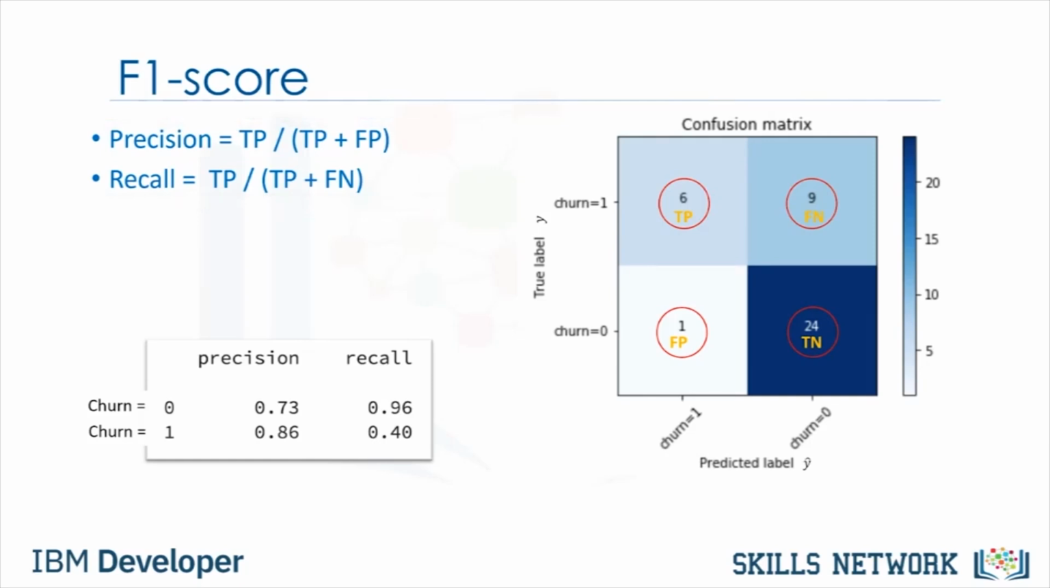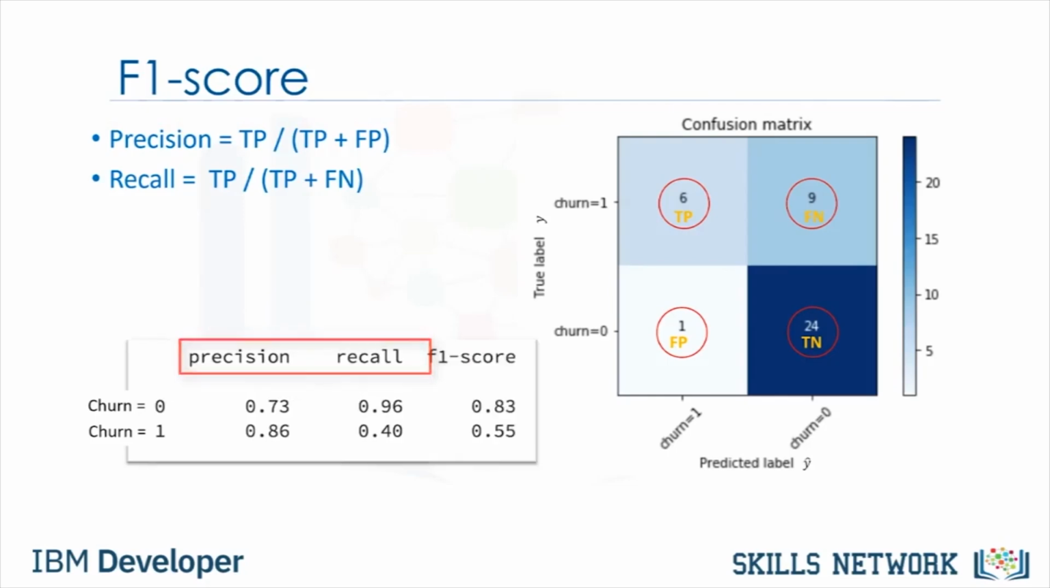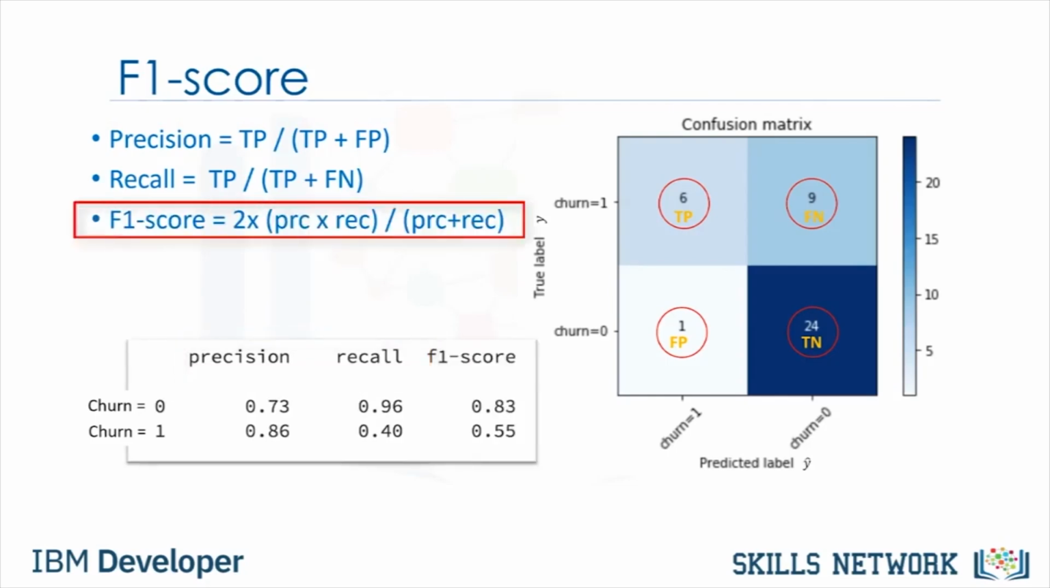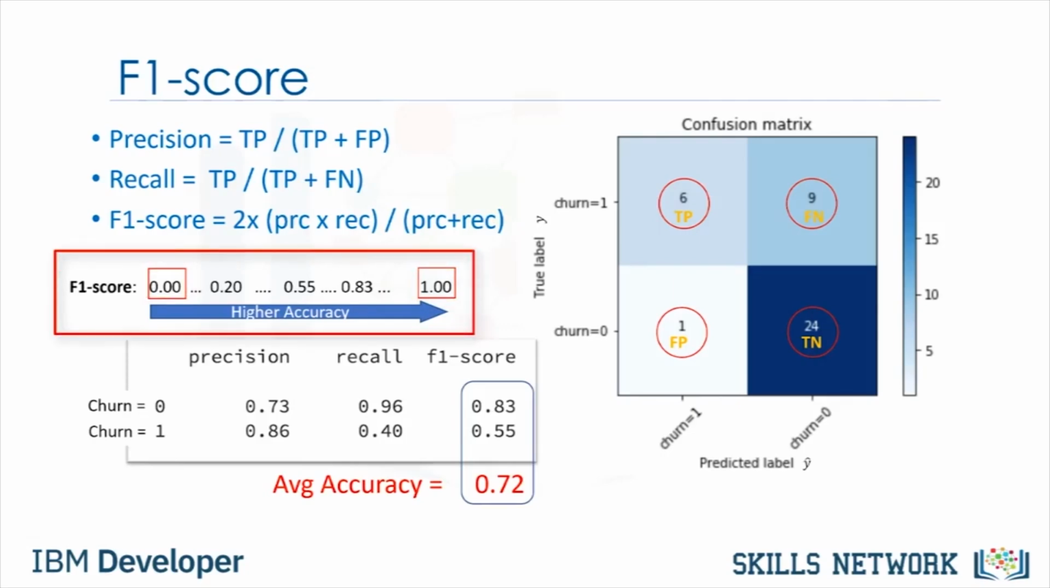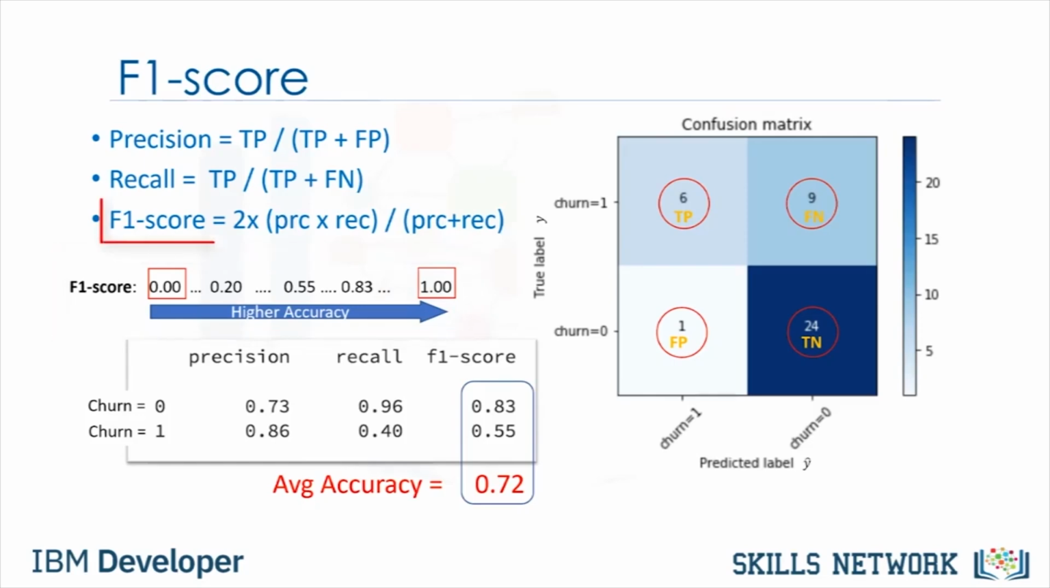Now we're in the position to calculate the F1 scores for each label, based on the precision and recall of that label. The F1 score is the harmonic average of the precision and recall, where an F1 score reaches its best value at 1, which represents perfect precision and recall, and its worst at 0. It is a good way to show that a classifier has a good value for both recall and precision. It is defined using the F1 score equation.